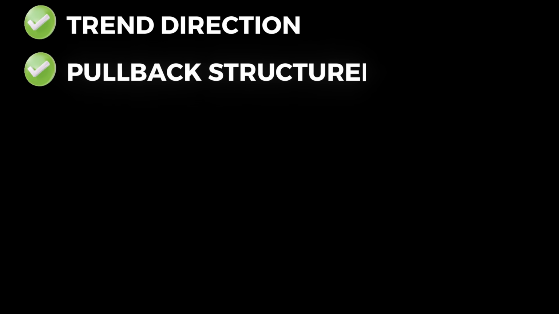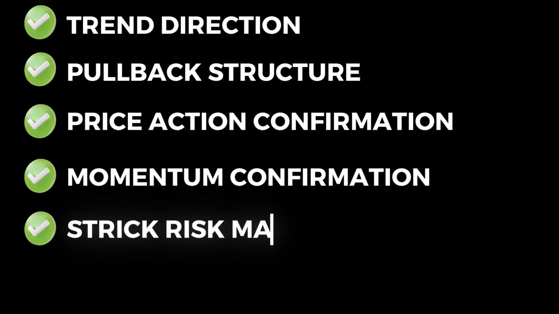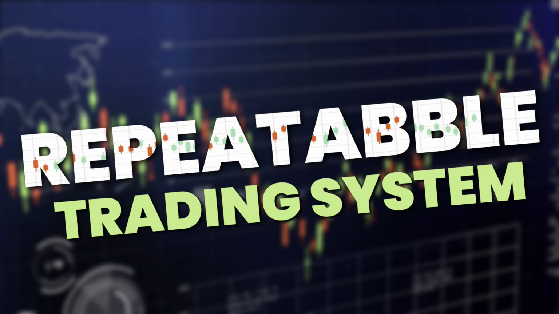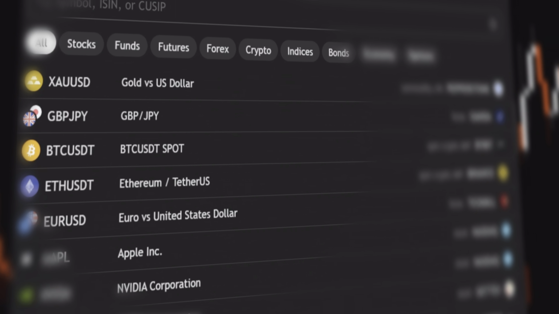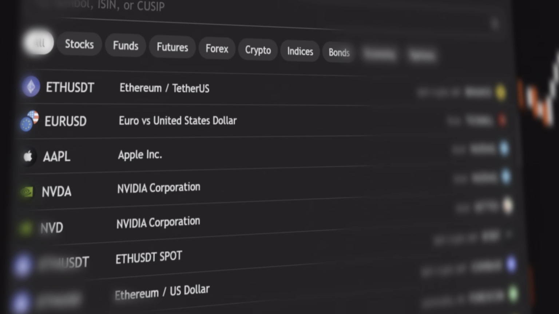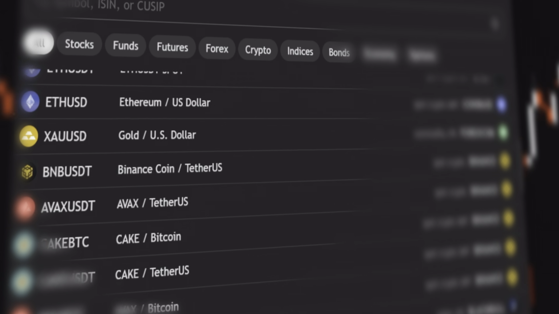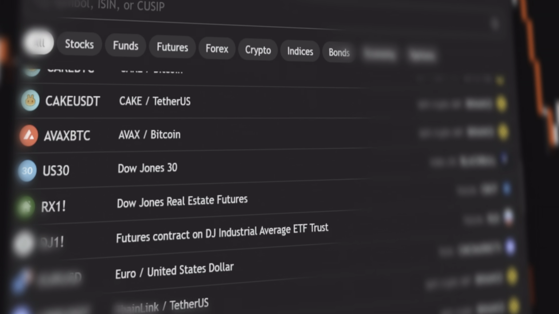This strategy isn't about chasing every signal or reacting to color changes. It's about trend direction, pullback structure, price action confirmation, momentum confirmation, and strict risk management. That combination creates a repeatable system with clear rules. This strategy can be applied across Forex, gold, and other commodity markets because it's based on sustained momentum rather than random market noise. No guessing, no chasing, just a structured process with defined setups and controlled risk.